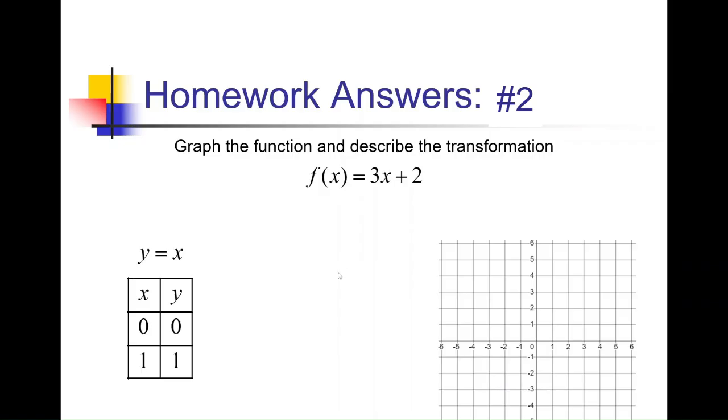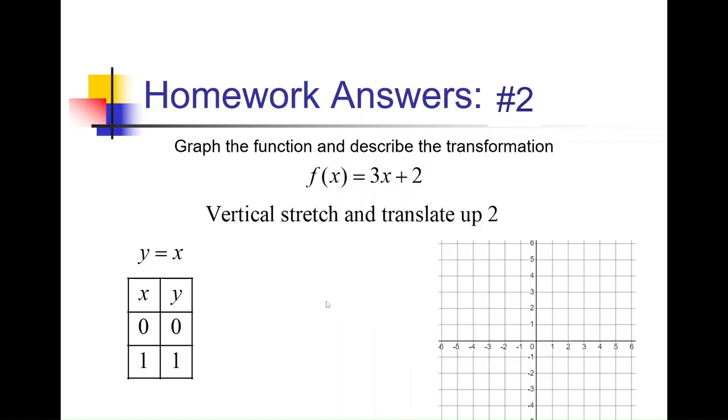So now what's actually going on here in terms of transformations? Well, all transformations with lines can be thought of as vertical. There's no really inside versus outside for these. So this 3 next to the x is, because it's multiplying here, giving us a vertical stretch, and this plus 2 is giving us a translation of up 2.